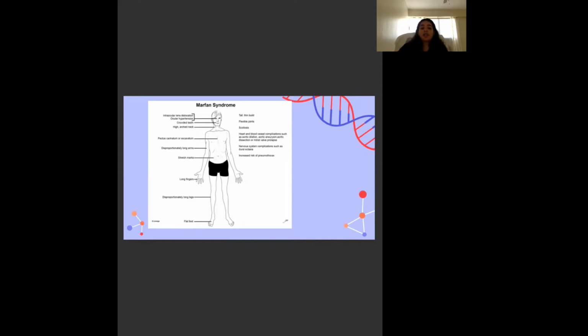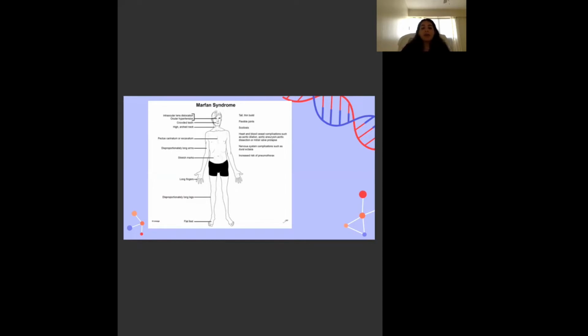Now, the connective tissue affects the heart, the lungs, the blood vessels, the nervous system, the skin, the skeleton, the eyes, which are all seen throughout in the image. Specifically, the skeleton, as I mentioned before, affects the long bones, such as the arms, the fingers, the legs, the toes. They're tall and slender. They have the curvature of the spine, the protruding chest. And then when it comes to the eyes, they're usually either slightly higher or lower, shifted to one side. They suffer from nearsightedness, and they can also have retinal detachment.